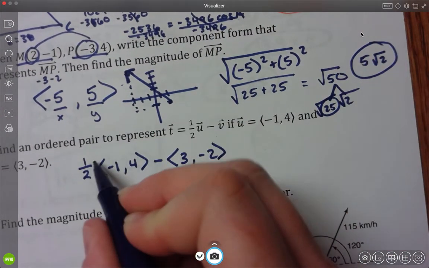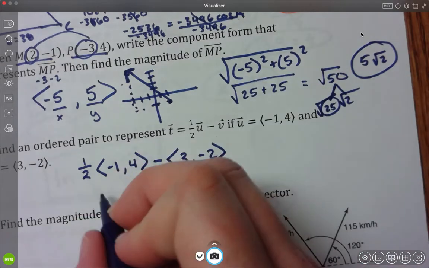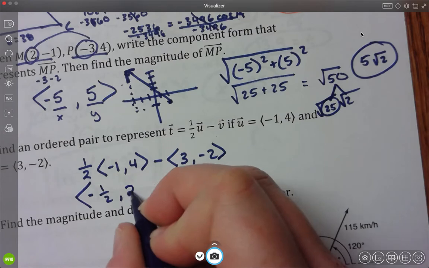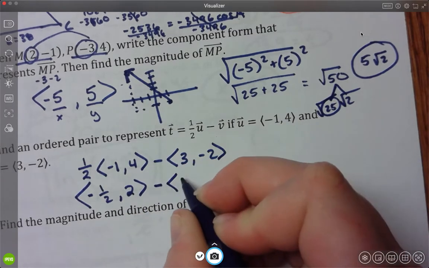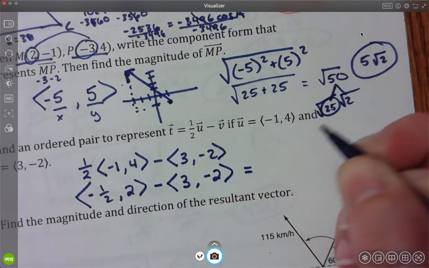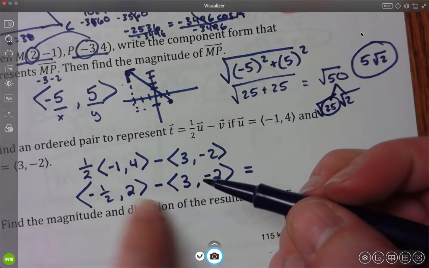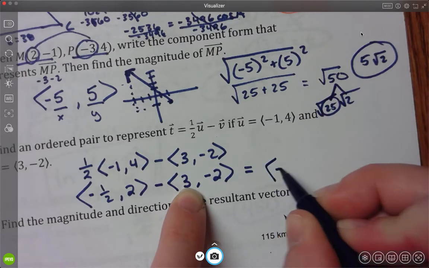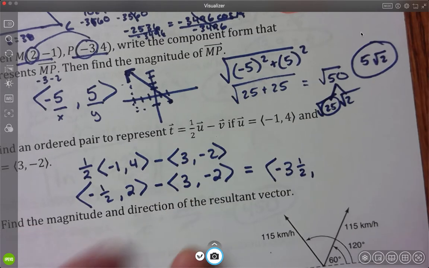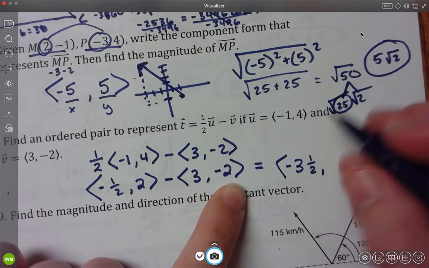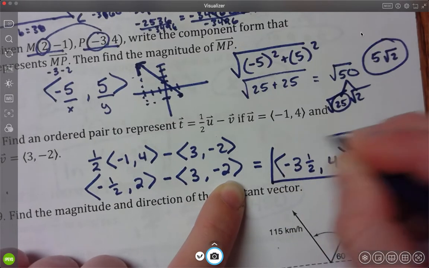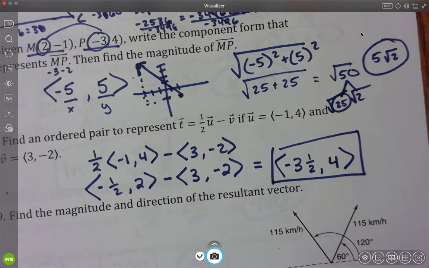This guy, if I multiply the 1/2 through, this will be negative 1/2, comma, and half of 4 is 2. And then I'm going to subtract 3, negative 2. That's what he's going to look like. Okay. Negative 1/2 minus 3 is going to be negative 3 and 1/2. You can write it as negative 3.5 if you want to. And 2 minus a negative 2 is going to be 2 plus 2, which is 4. So that's what his component form will look like. Okay, 2 left. We're almost there.